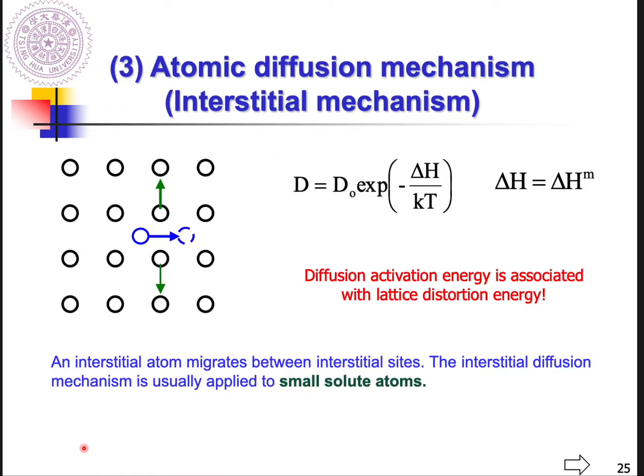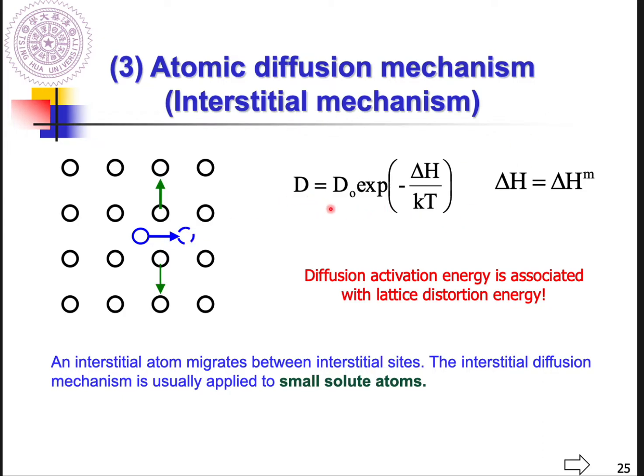Okay, so let's move to the third part, the interstitial mechanism. The interstitial mechanism is much simpler compared to the previous one, because the diffusing atom is a small solute atom, and this atom diffuses through interstitial sites in your material.